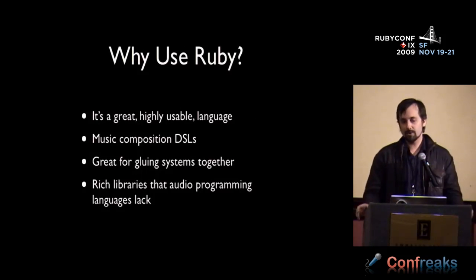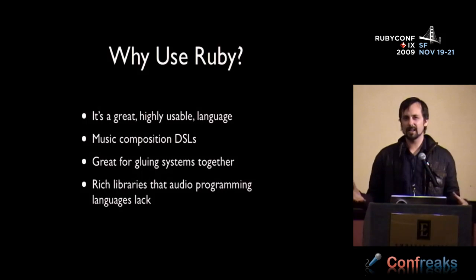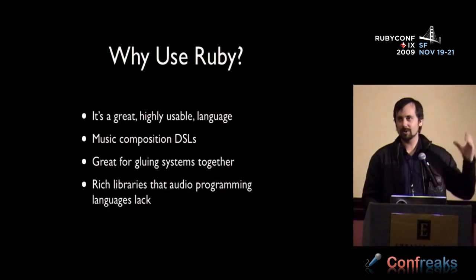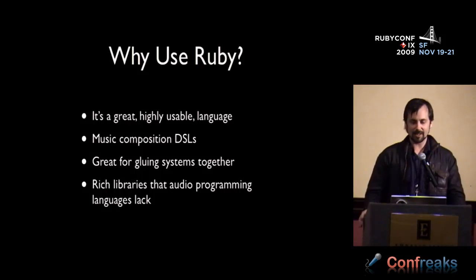So why use Ruby? Basically, because it's a great, highly usable language. And it's good for writing domain-specific languages, for declarative type work. It's really good for gluing systems together, and if you're doing multimedia stuff, sometimes you have a whole array of things that need to be glued together, like I need to get some Twitter information and plug it into this sound installation or something like that.